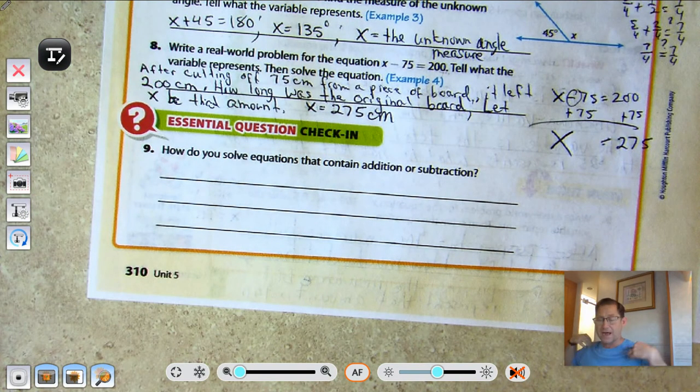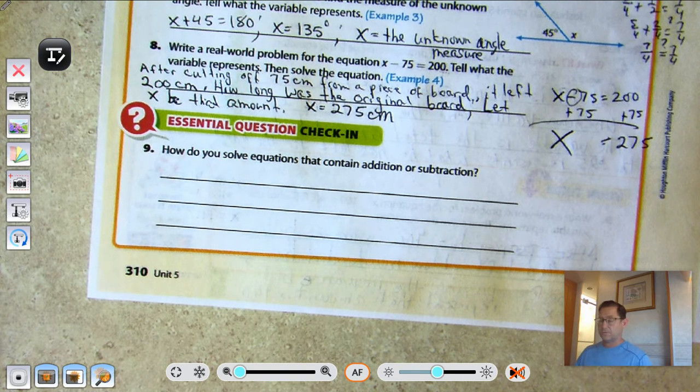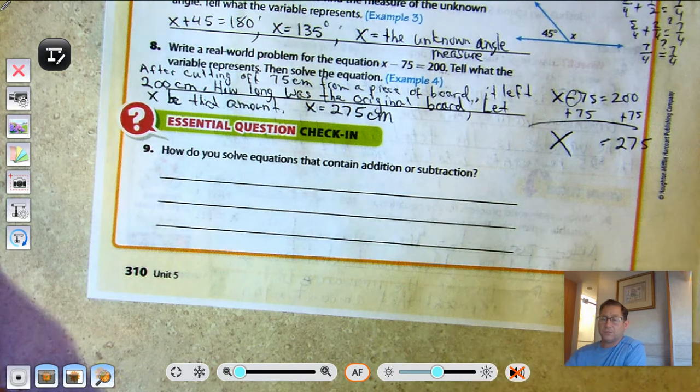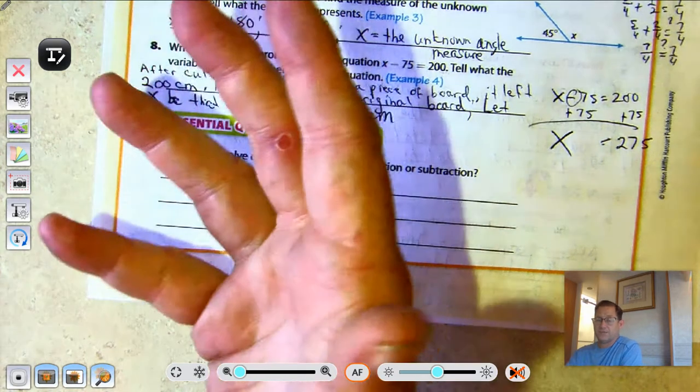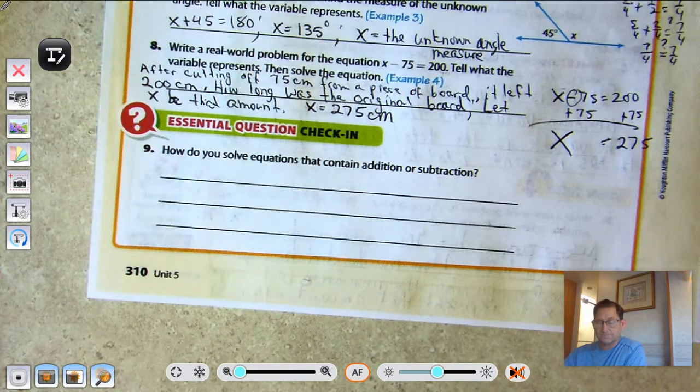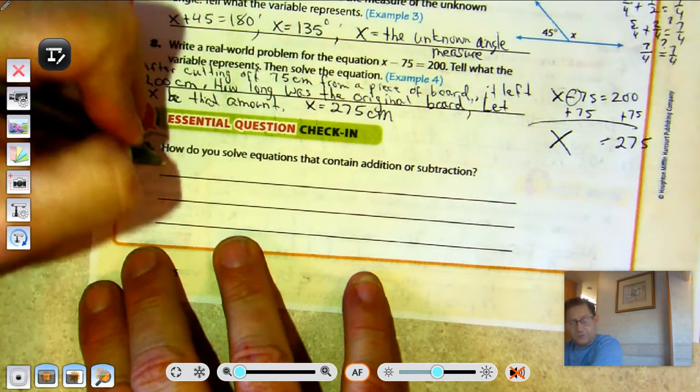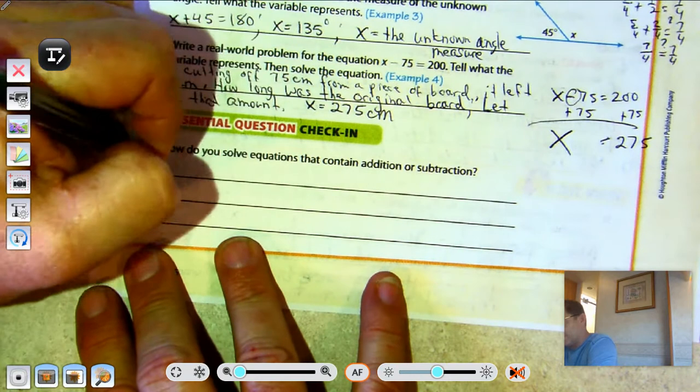All right, 9. How do you solve equations that contain addition or subtraction? Well, we've actually talked about this already. If it has addition, you're going to subtract. If it has subtraction, you're going to add. Okay, which is basically use the inverse operations.